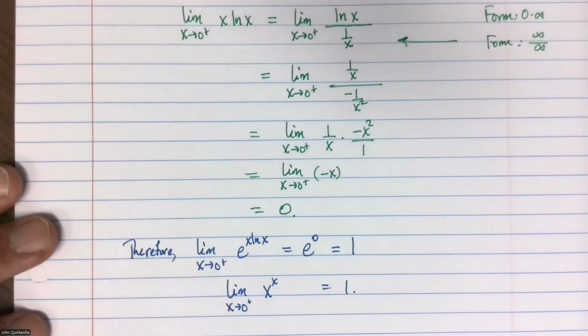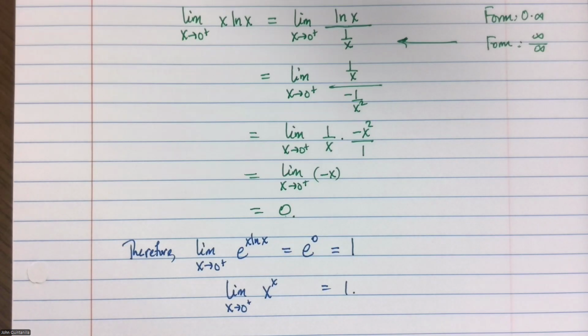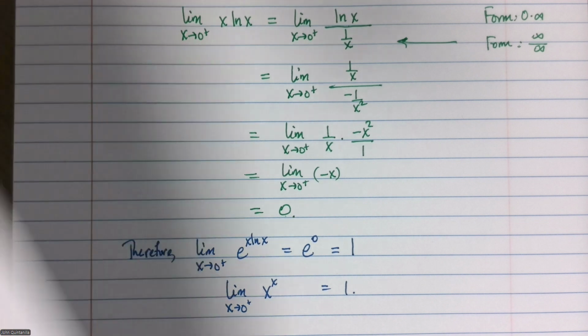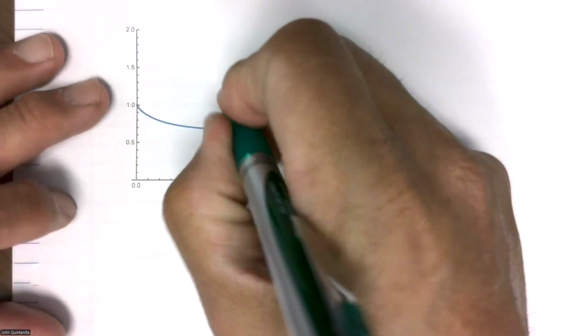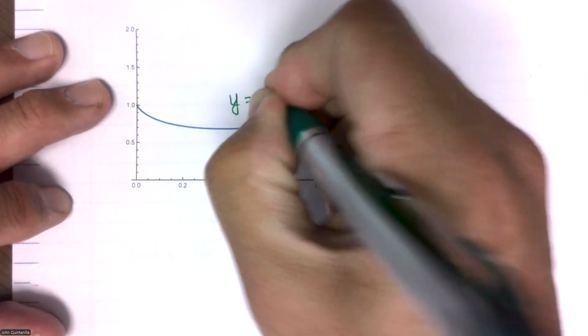Now, we can confirm this calculation by looking at a graph. Now, again, I should emphasize the graph does not prove that this works. You should not look at the graph to simply say, oh, there's the answer. But the graph can be used to double check your work to make sure that you didn't make a silly mistake computationally. So here's the graph of y equals x to the x.